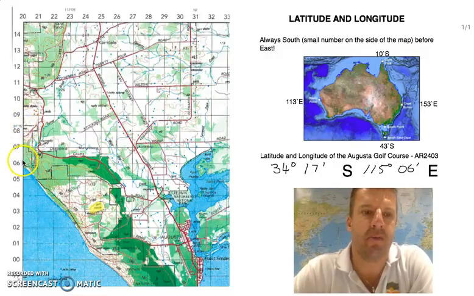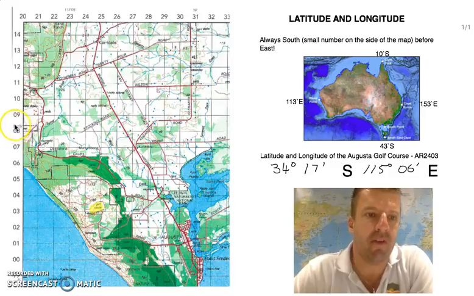So this works out to be about 1.7 centimetres is a minute, and up here, it actually works out to be every 2 grid squares is a minute. So we're going to do the latitude and longitude of the golf course. So we go to the side and we come out roughly at between northing 03 and 04.